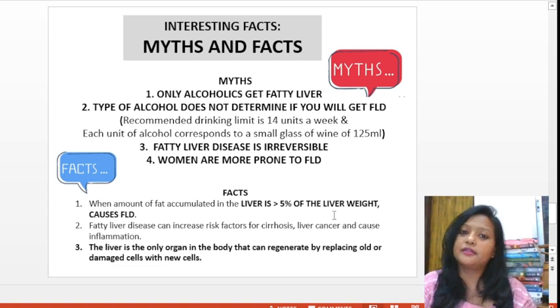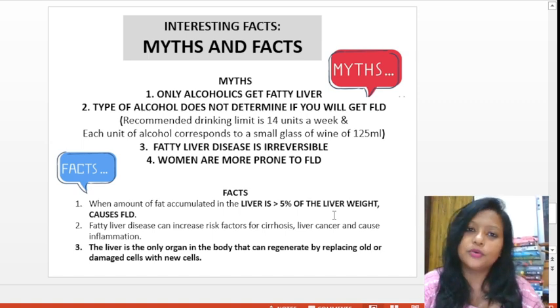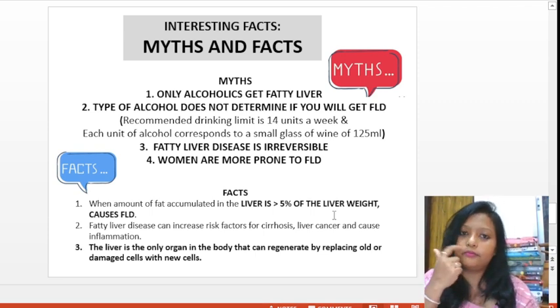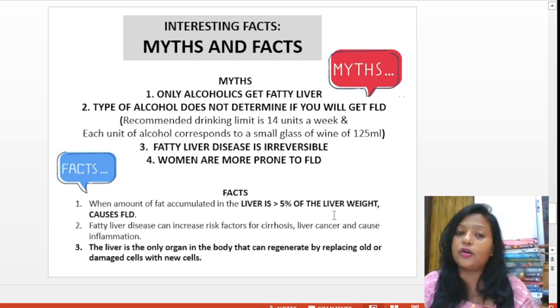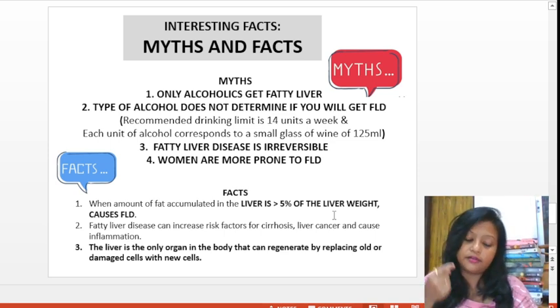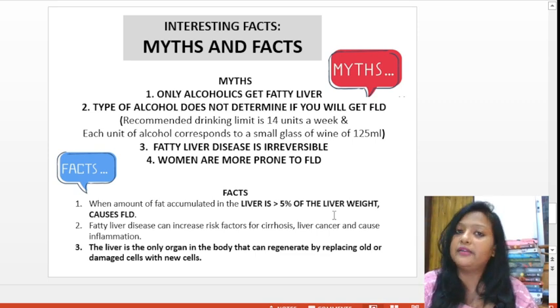Now coming to the myth part. First of all, we say that only alcoholics get fatty liver. No, I've already told you in my slide. You can go back to my previous slide and see I told you about people who may be at risk, right? Not only alcoholics, even non-alcoholics who are not taking care of their body, their weight, their lifestyle, might also be prone. They might also be at risk of getting this fatty liver disease. So remember that. Maintain your lifestyle. Change your lifestyle if you have not yet changed it.